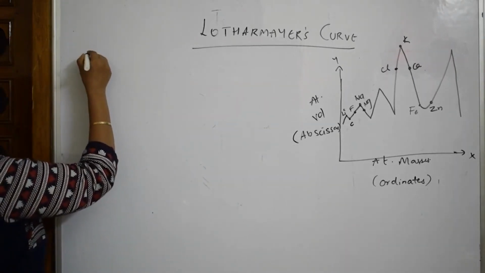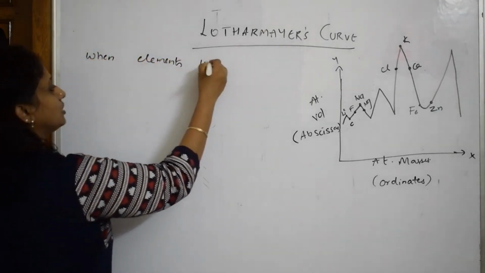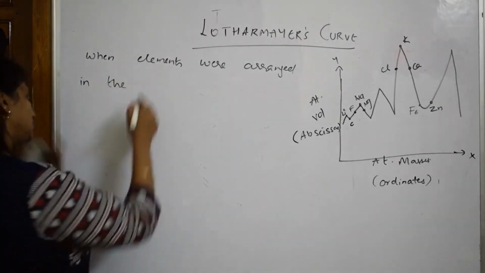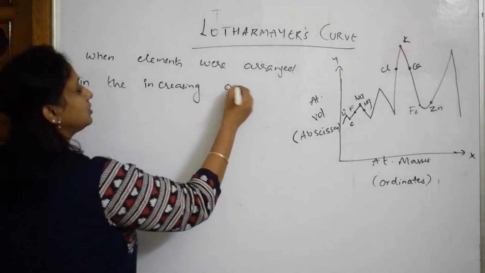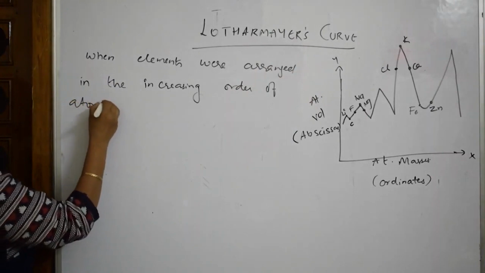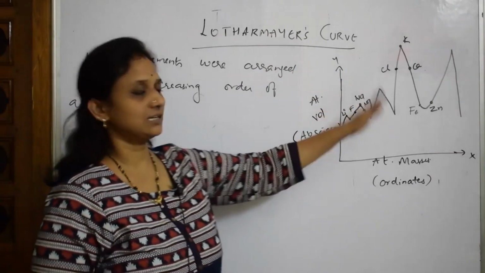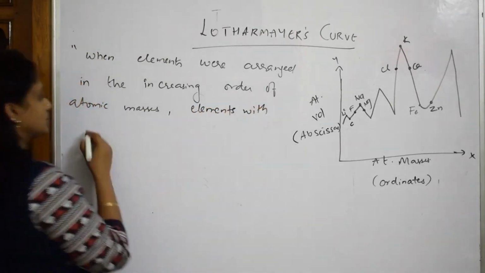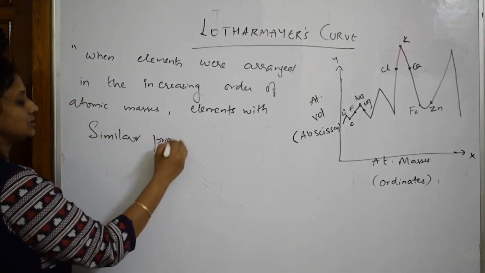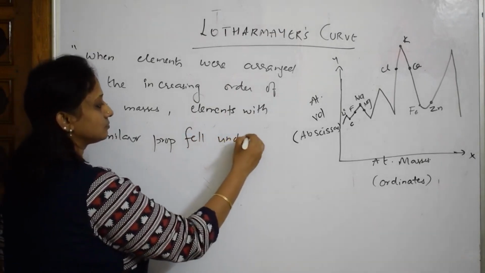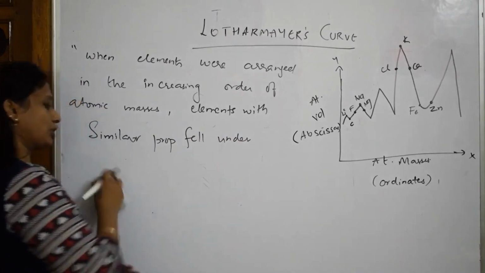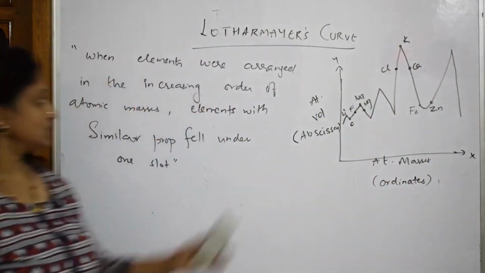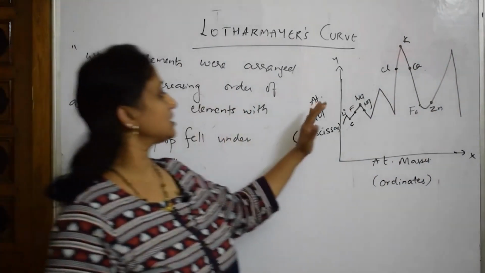When elements were arranged in the increasing order of atomic masses, the elements with similar properties fell under one slot, meaning they occupied one slot. Here this has similar properties, this has similar properties, like that.